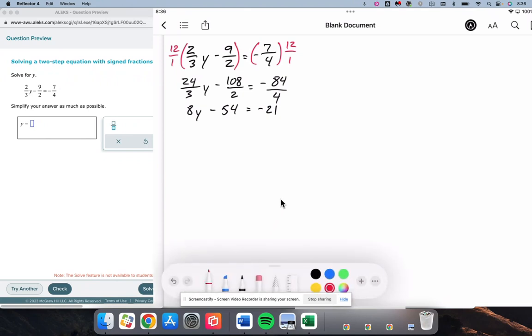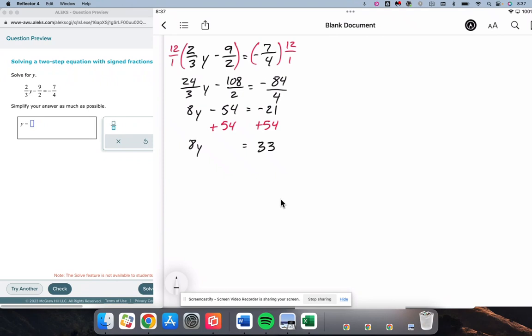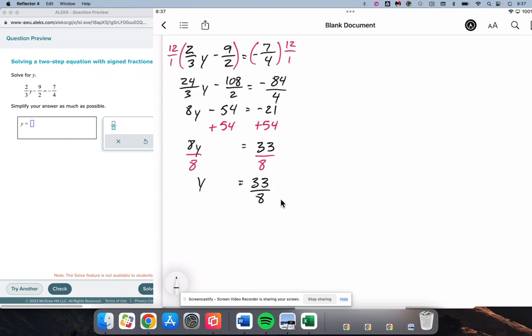So moving forward, we are subtracting 54 there. We're going to add 54. We're going to be left with 8y is equal to 54 minus 21 is 33. And so we divide by 8. And we get y is equal to 33 over 8.